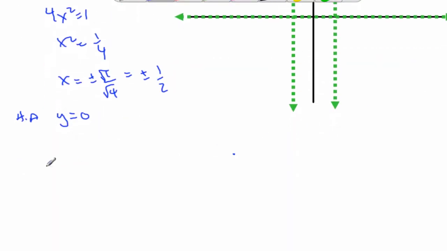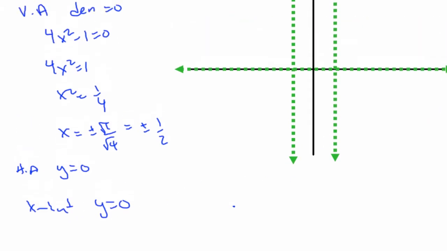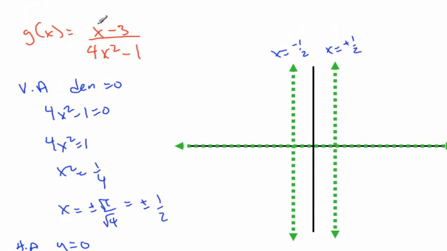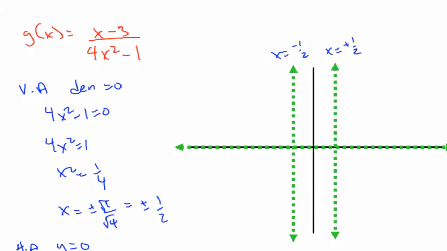Next thing to consider are our intercepts. So my x-intercepts, as always, we let y be 0. And so for my fraction to be 0, the top of the fraction must be 0. That means x minus 3 must be 0. So x equals 3, and there's my x-intercept.